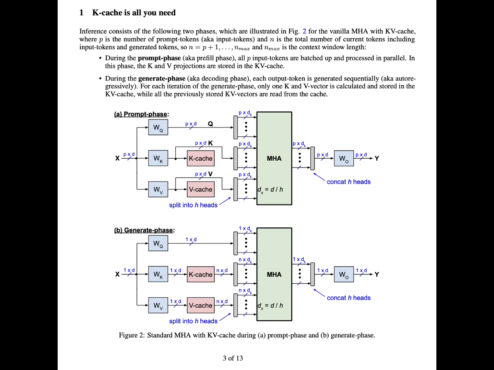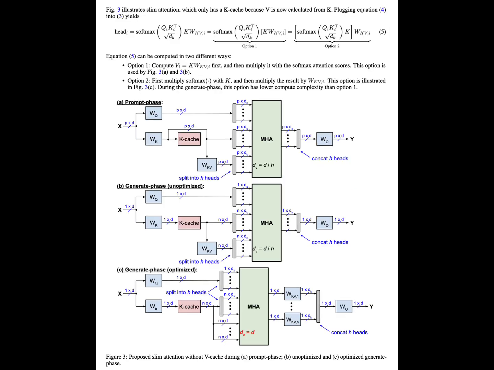Keys and values. Sounds kind of like a treasure map. Huh, sort of. Yeah. Think of the keys as labels and the values as the actual information tied to those labels. So slim attention just tosses out the values and only keeps the keys. But doesn't it need that value information to actually make sense of things? It does, but that's the clever part. It calculates the values on the fly using a special formula based on the keys.